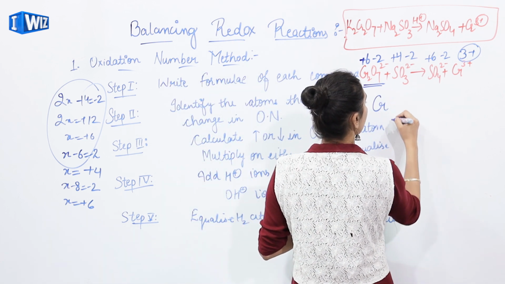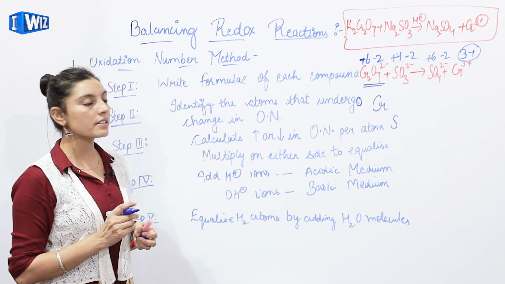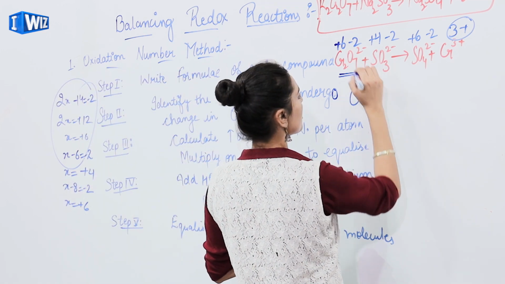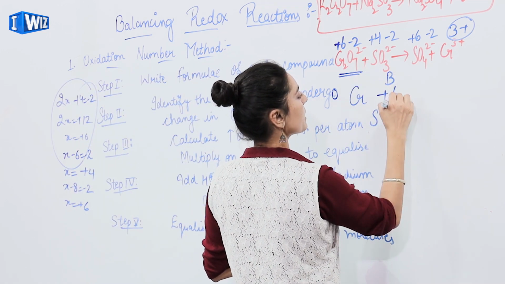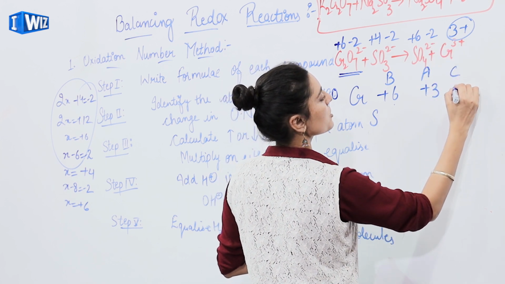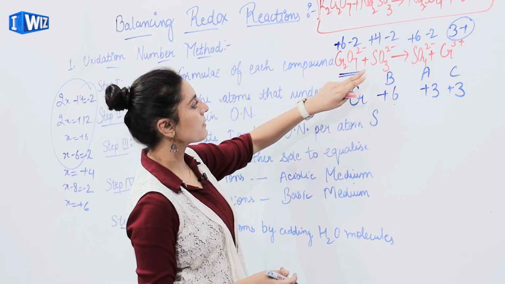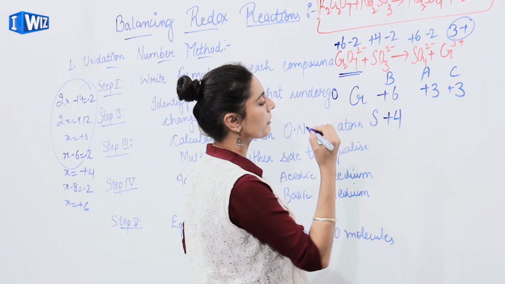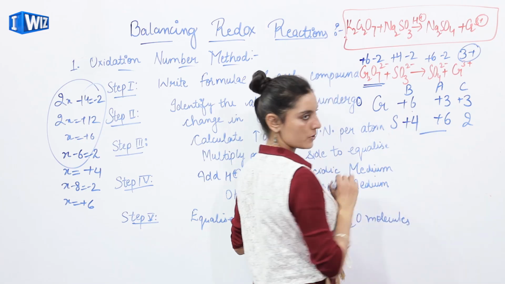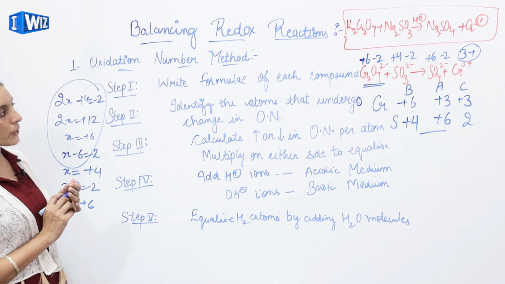Chromium and sulfur. Now calculate the increase or decrease in the oxidation number per atom. First of all, let us know what is the change. For chromium, before it was plus 6 and after it came to be plus 3, so a decrement of 3. Then we have sulfur with plus 4 before and plus 6 later on, so a change of plus 2. Clear? Next one is multiply on either side to equalize.